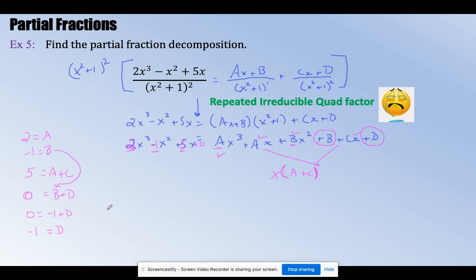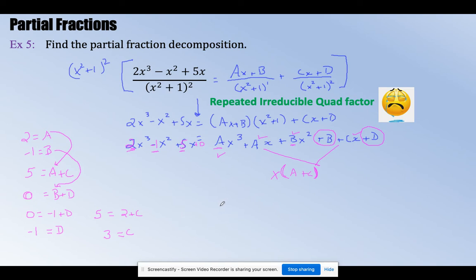Now what? Well, how about here? 5 is equal to 2 plus c. So what is c equal to? Don't I have everybody now? So what is my answer?